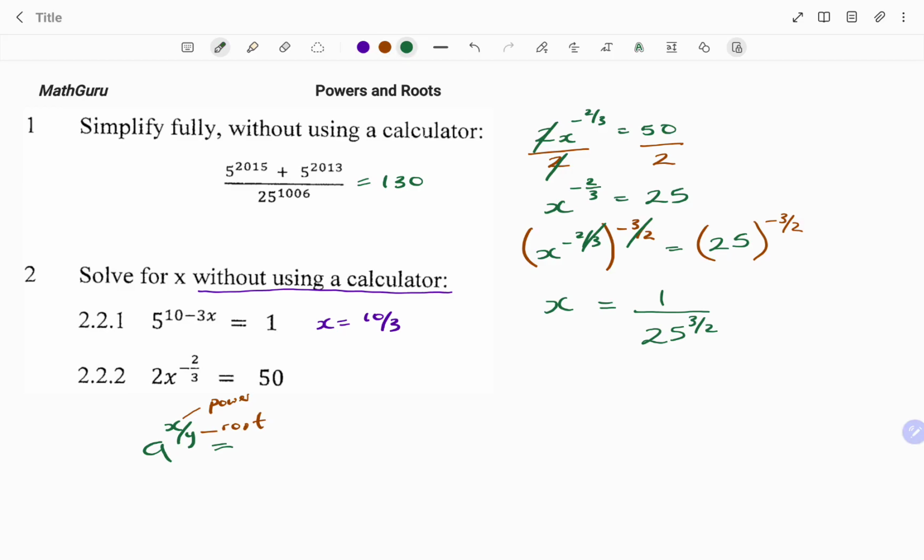So therefore, x is equal to 1 over the square root of 25, that's the 2 at the bottom, raised to a power of 3. And that will be 1 over 5 cubed. Therefore, x equals 1 over 125.